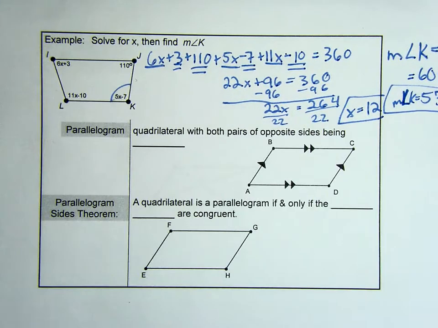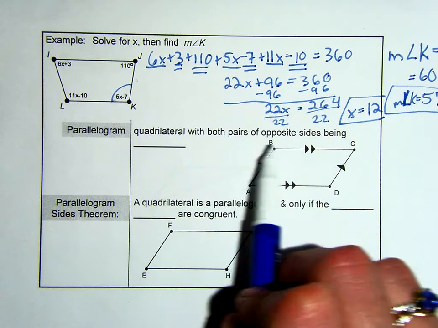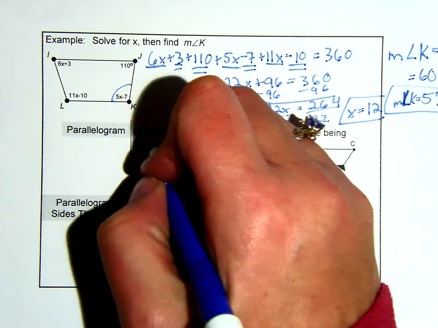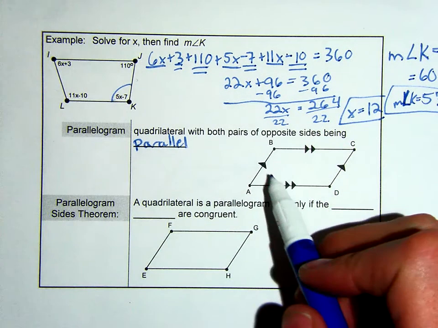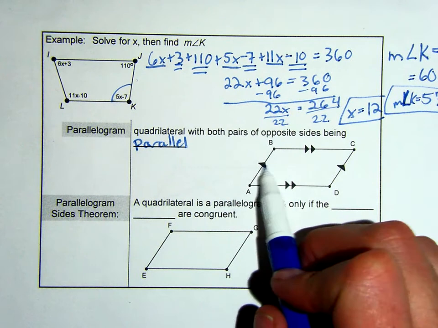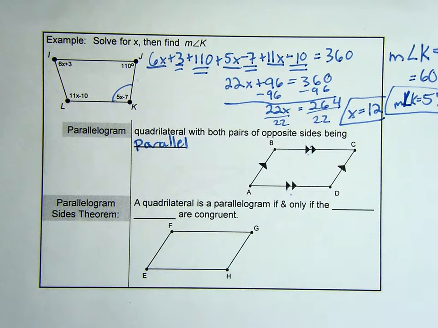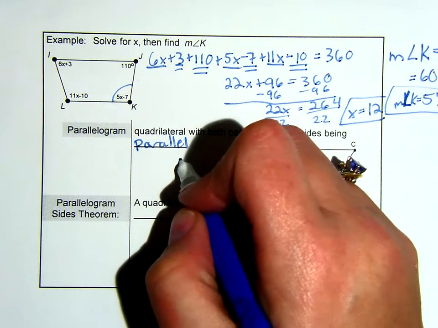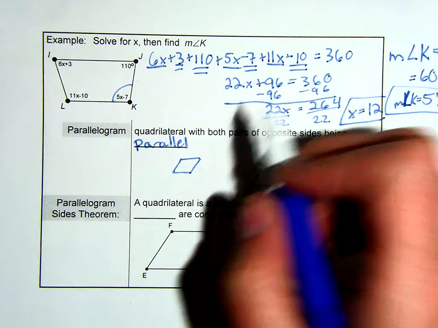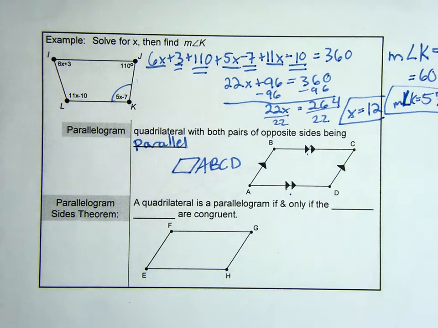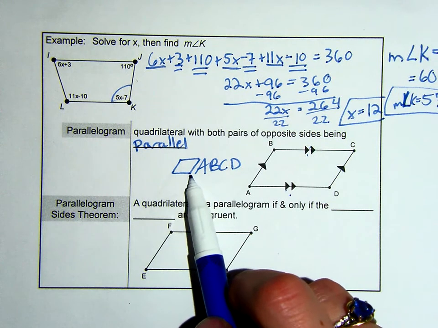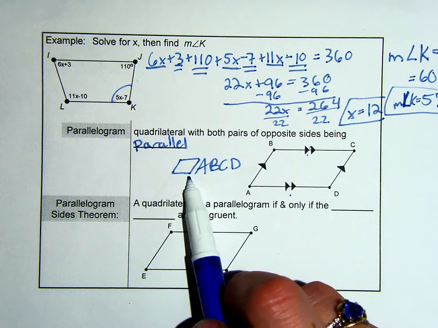Our definition of a parallelogram is a quadrilateral with both pairs of opposite sides being parallel. So, in this picture, this is an example of a parallelogram. These two sides are parallel, these two sides are parallel. To name this parallelogram we use a little symbol, parallelogram ABCD. Again, starting at one corner and working our way around it. The parallelogram is the only quadrilateral that we use a symbol for.